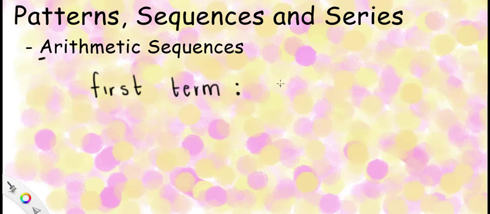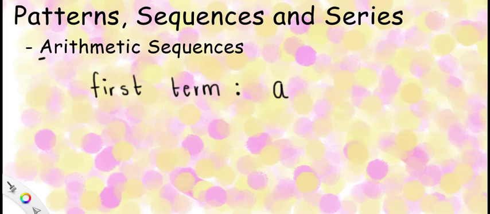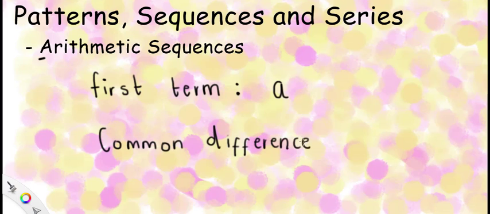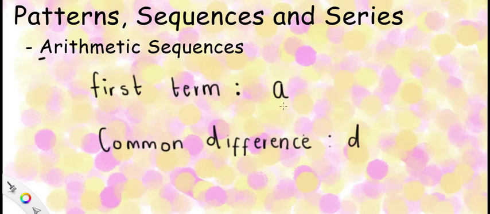So the first term is a, and the last key feature that we noted was d, which is a common difference. So these are the key features of an arithmetic sequence. There are really two things to remember. You have a first term, which is always denoted by the variable a, and you have a common difference, which is d.